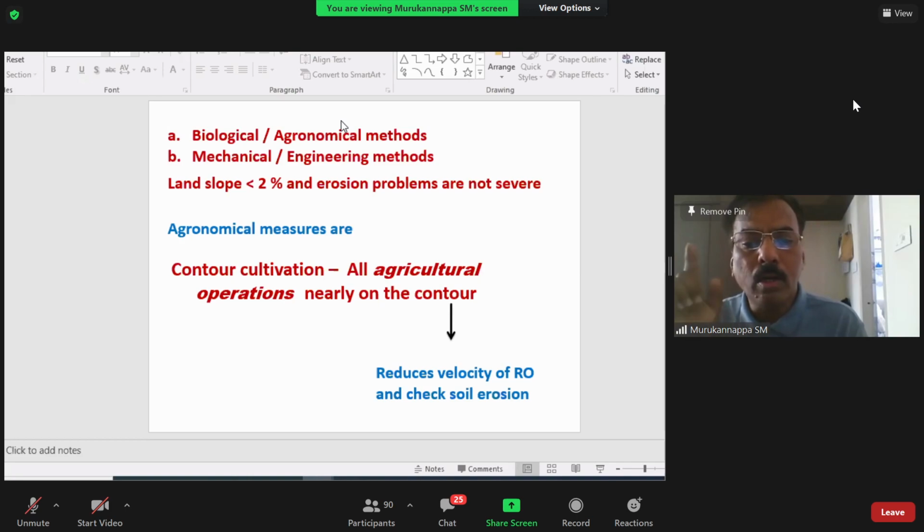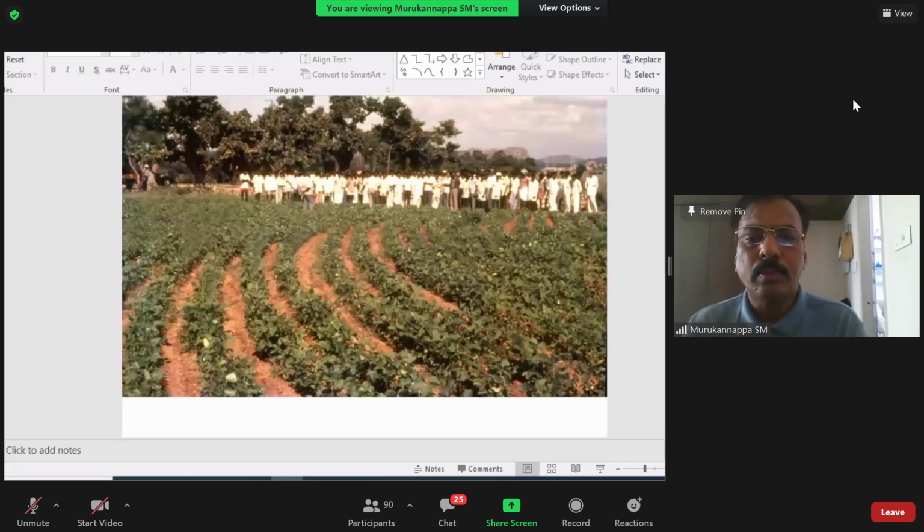What happens if you are doing this? This is the result: it reduces the velocity of the runoff and checks soil erosion. How will it check it? Look here, I will explain. I will show you a photograph. See here, this is cultivation on the contour. It is nearer to the contour, not exactly on it. It is very difficult to go exactly on the contour, but it is nearly on the contour line.